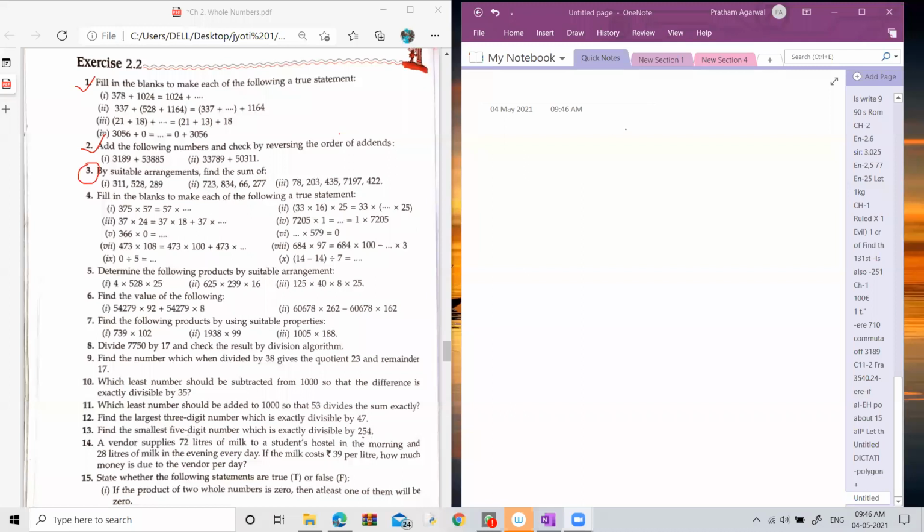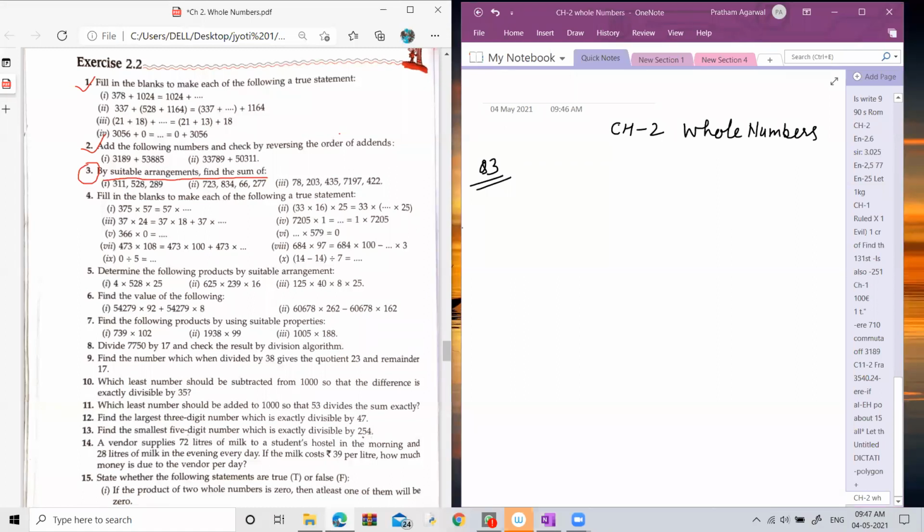Chapter number 2, whole numbers. Question number 3. What is the question? By suitable arrangement, find the sum of these numbers.